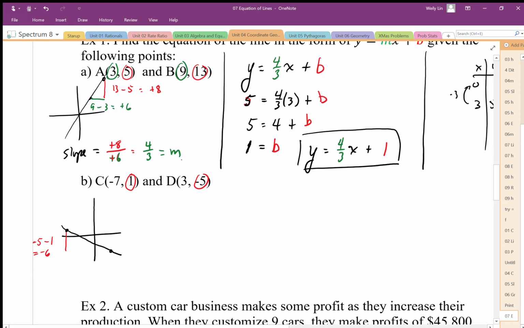My change in y is equal to -6. The change in x, when I come across, I ended up at 3, I started at -7, so my change in x is +10. So my slope ratio then, the slope, or my m value, is equal to -6, remember to put the y's on top, over +10, which simplifies to -3/5. Okay, so that's the first part.